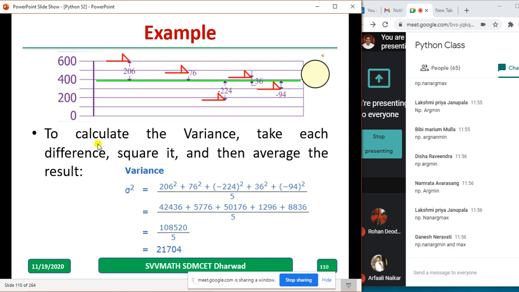Now how to calculate variance? Take the square of all these: 206 squared, 76, 224, 36, 94 squared. The whole divided by how many there are: 1, 2, 3, 4, 5. You will get an answer. This will become your sigma squared. Take a minute or 30 seconds to understand this.